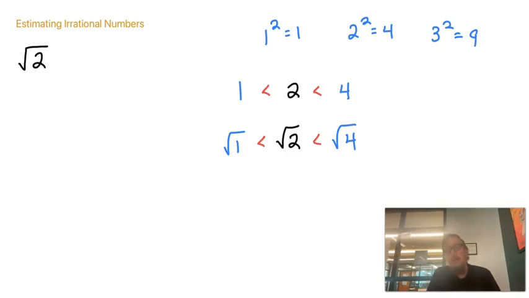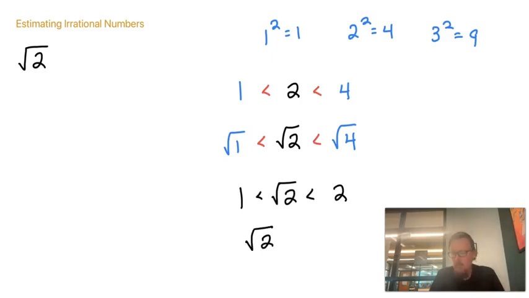If 2 is between 1 and 4, then the square root of 2 is between the square root of 1 and the square root of 4. And what this means is that since the square root of 1 is 1 and the square root of 4 is 2, we know that the square root of 2 is in between 1 and 2. So a reasonable estimate for the square root of 2 might be that the square root of 2 is about, and that's what this wavy equal sign means, it means about, 1.5, because that's in between 1 and 2.